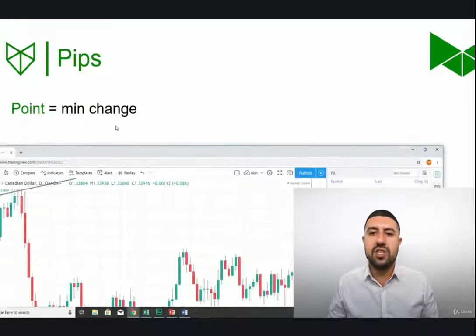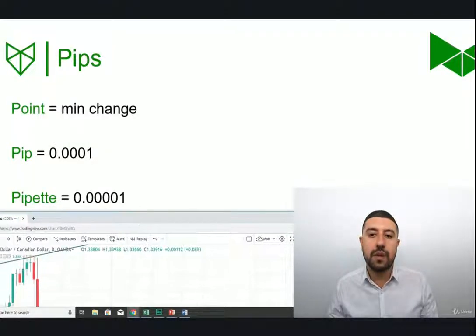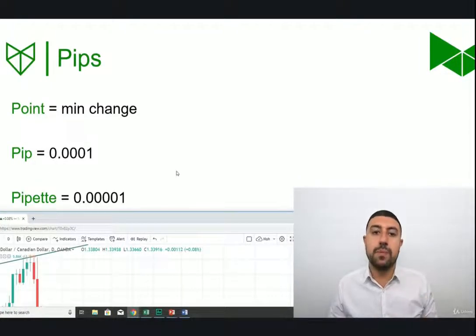And then a point is just the minimum change. So for different currencies, most of them now are going to be in pipettes. So the minimum change is going to be in pipettes, but we call that a point. But the one that you really want to remember is pip.